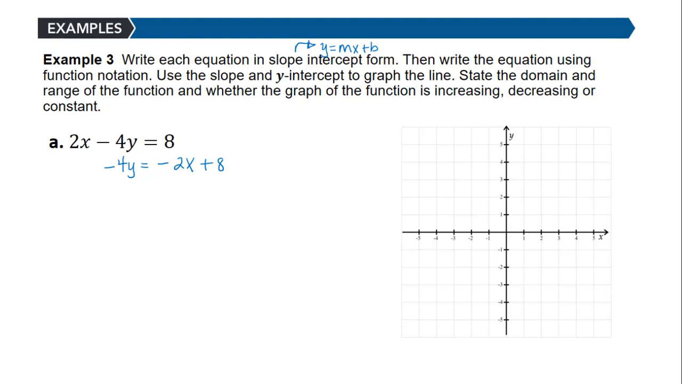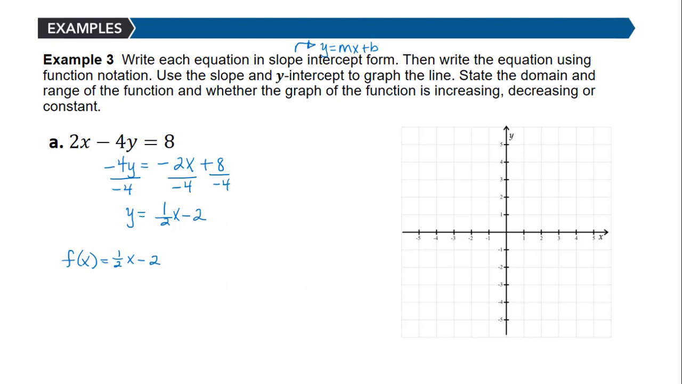Then, to solve for y, we divide each side, which is the equivalent of dividing each term, by negative 4. We get y is equal to negative 2 divided by negative 4. When we reduce that fraction, we get a positive 1/2 x. 8 divided by negative 4 is negative 2. In function notation, this equation is equivalent to f of x is equal to 1/2 x minus 2.